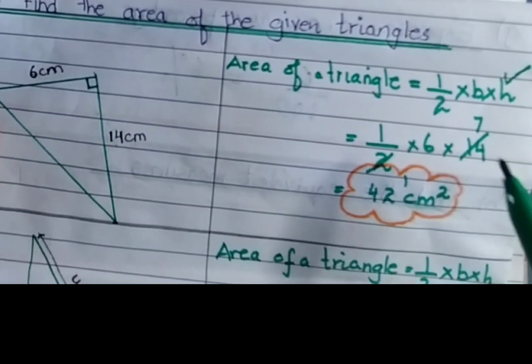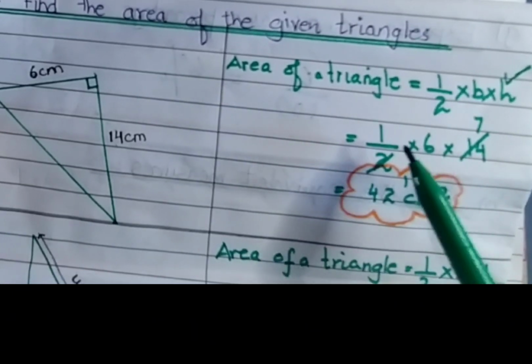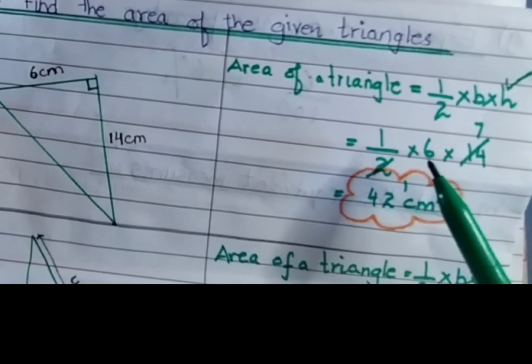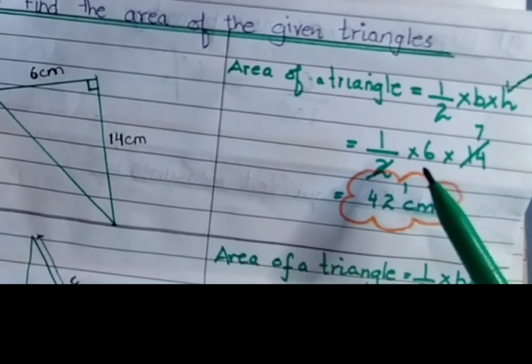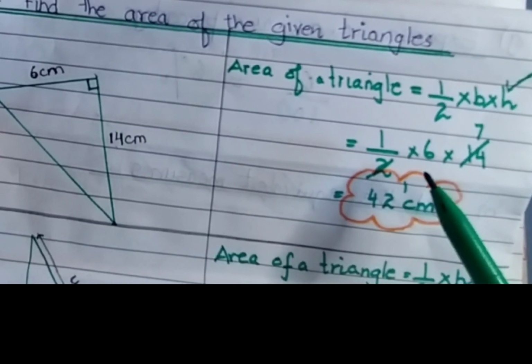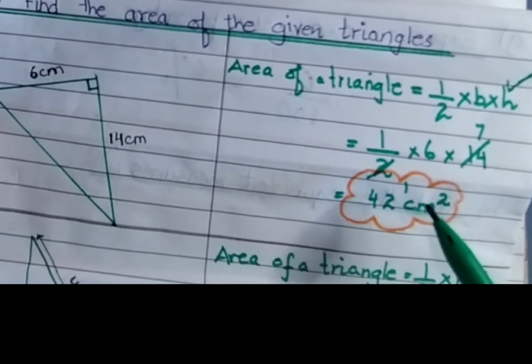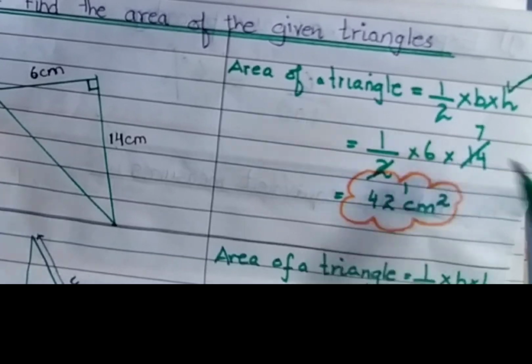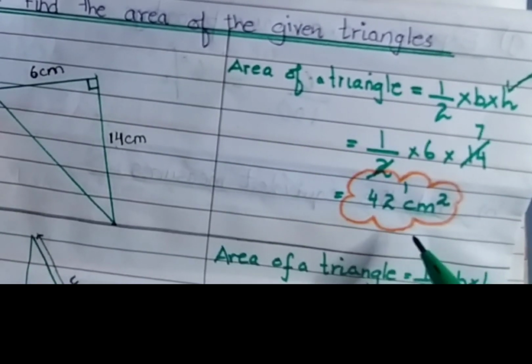Any one of you who misses the formula, you will lose marks. There are chances to lose marks, so try to show working in each and every step. All right, 2 1s are 2, 2 7s are 14, 2 6 7s are 42 centimeter square is the answer.